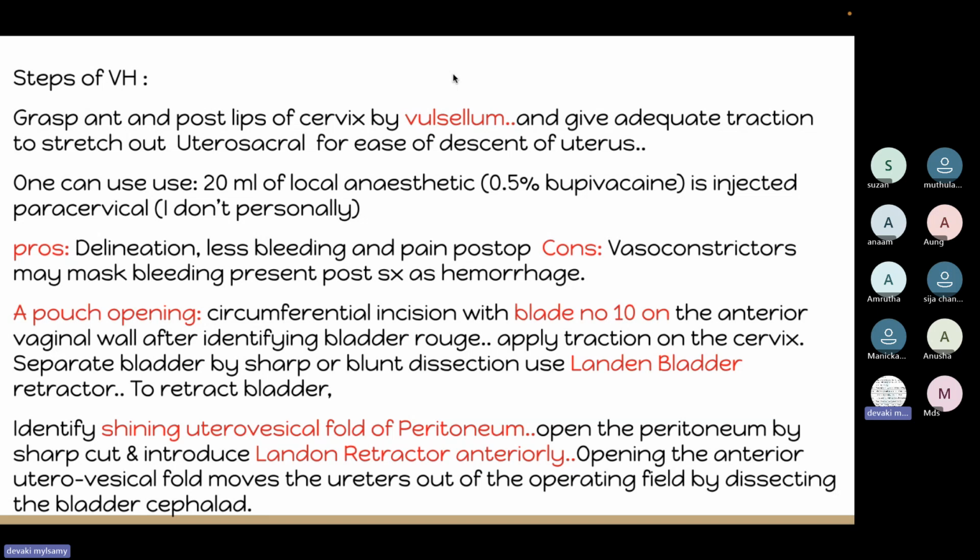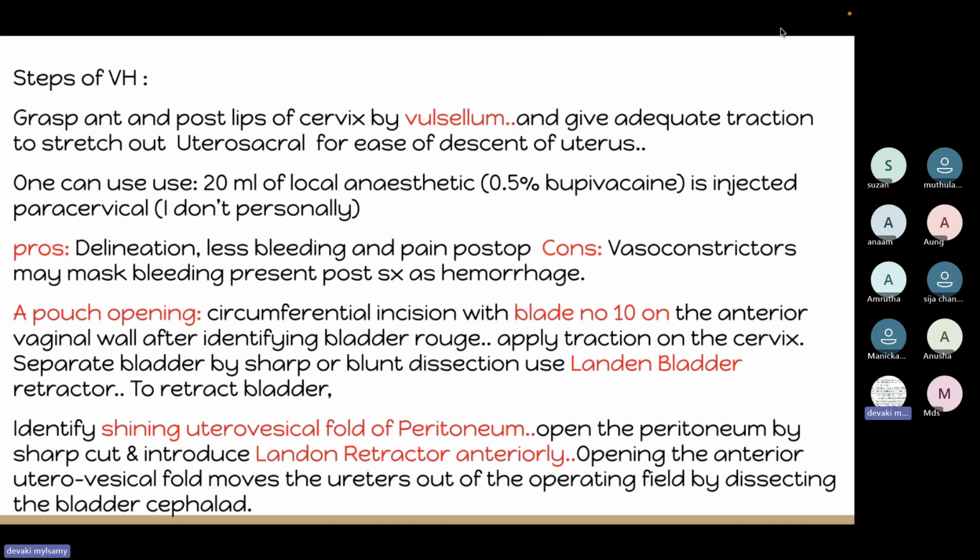A pouch opening. Now for the A pouch opening, make a circumferential incision with the help of blade number 10 on the anterior vaginal portio vaginalis. You have to identify the bladder sulcus. The first thing, identify the bladder sulcus or rugae, and below that you are going to take a circumferential incision with the help of blade number 10.